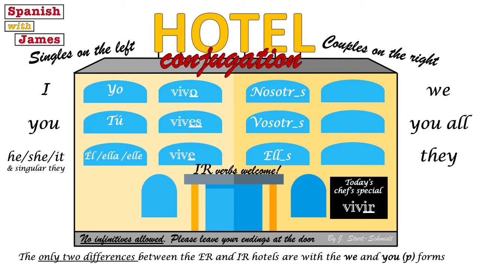Then we go not to vivemos, because this is where it's slightly different. It goes to vivimos. Vivimos, we live. Vivimos en España. We live in Spain.